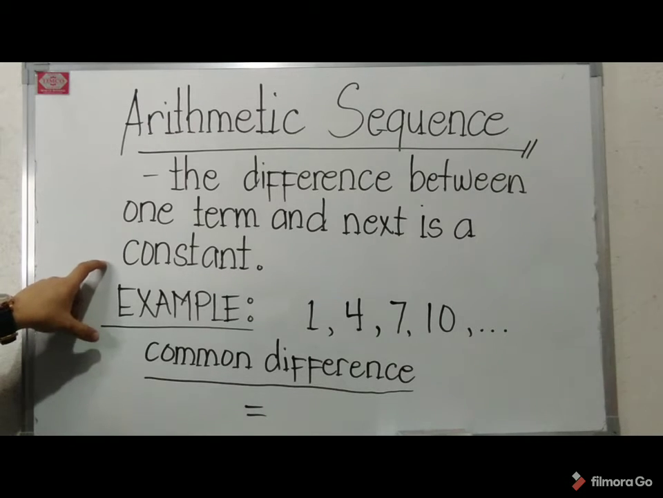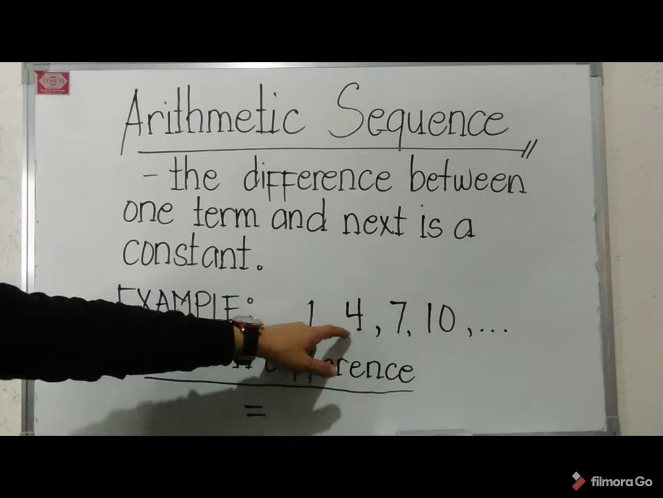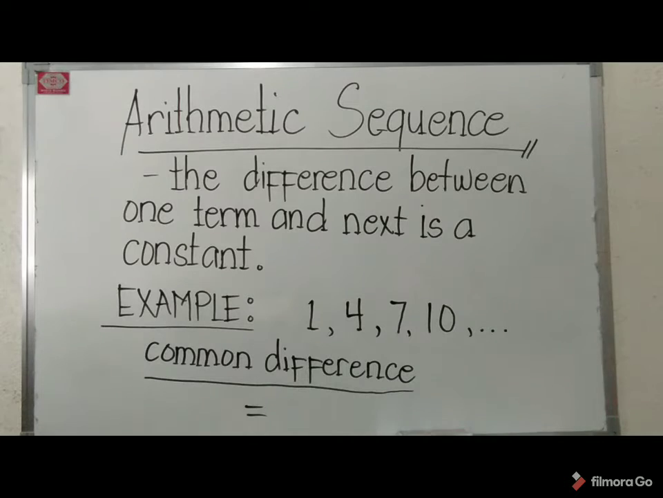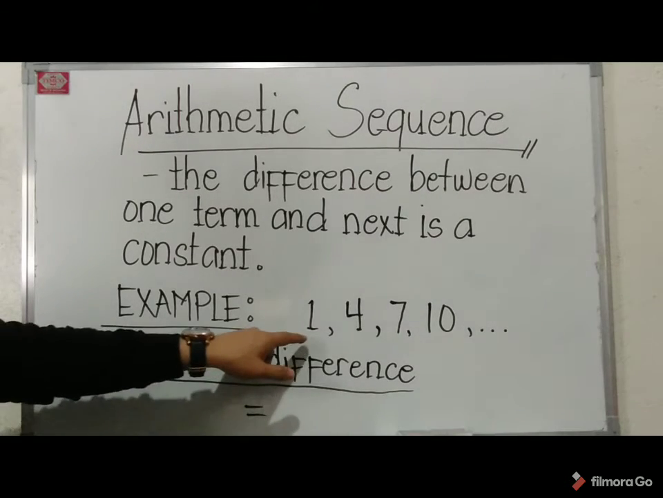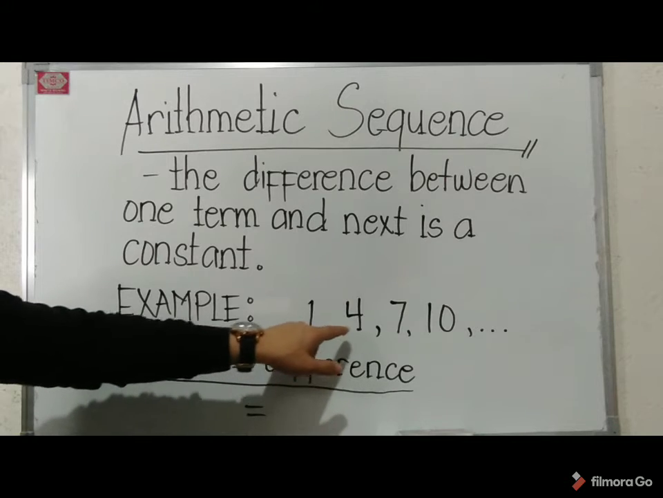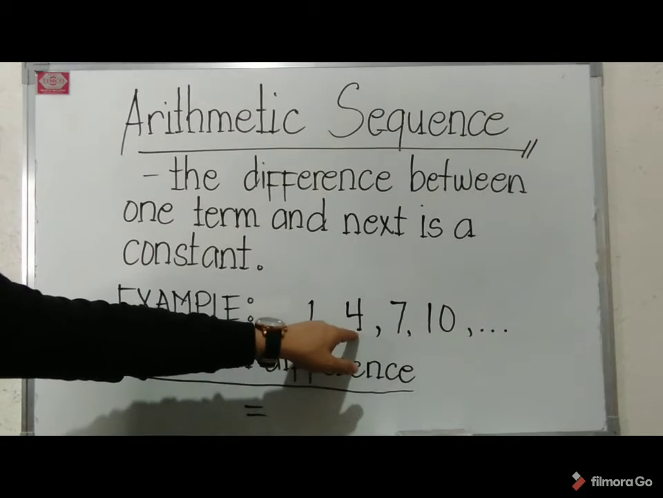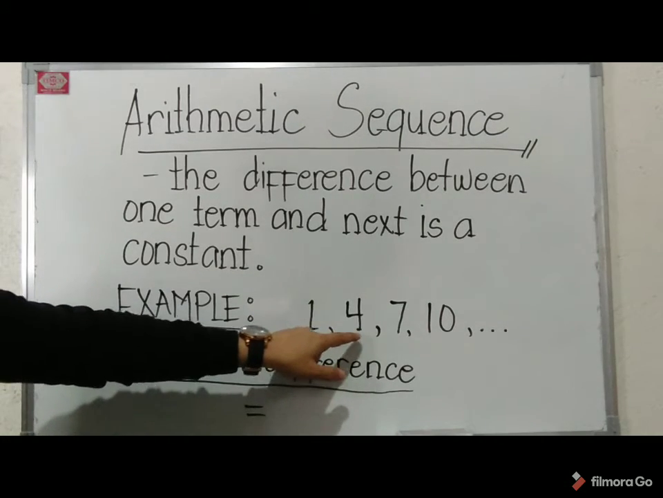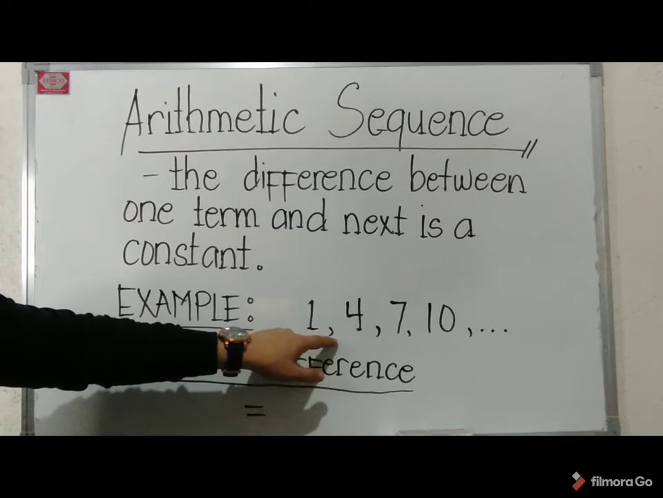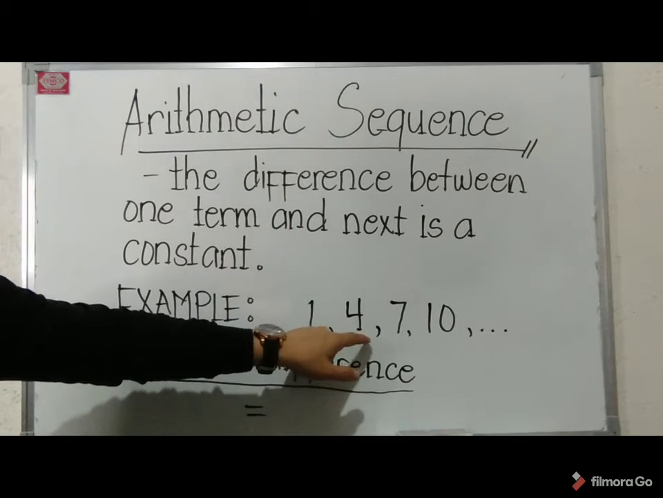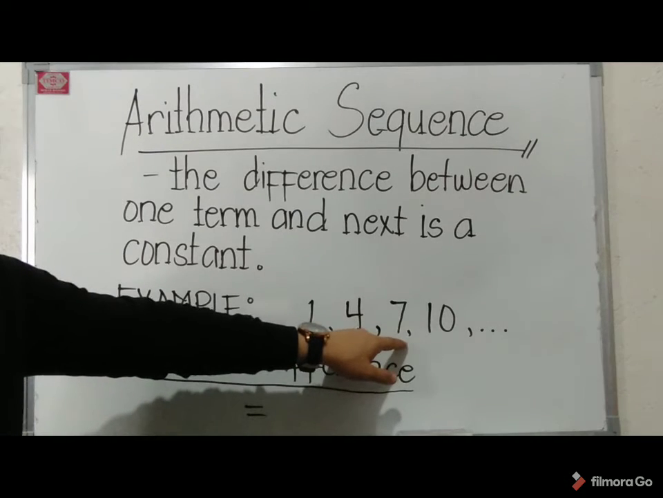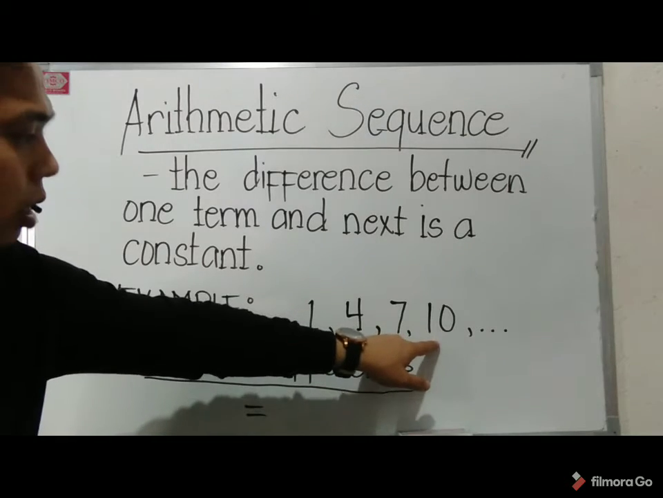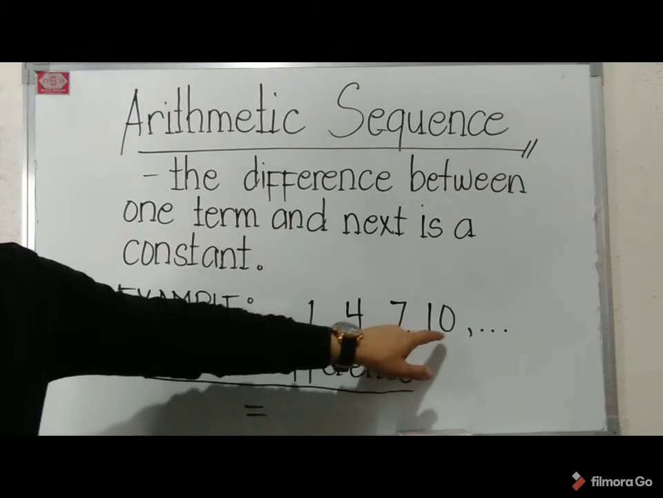So let's have our first example. 1, 4, 7, 10, and so on. So as you can see, mapapansin natin dito sa ating given numbers na para makuha natin yung next term ay nag-a-add tayo ng number. For example, itong 1 and 4. Para makuha natin yung 4, nag-add tayo ng 3. So we have 4. After 4, nag-add tayo ng 3. We have 7. And after 7, we have 10. So para makuha yung 10, nag-add ulit tayo ng 3.